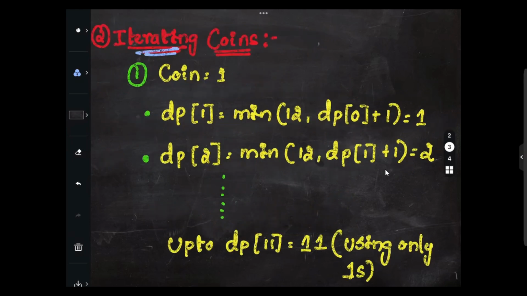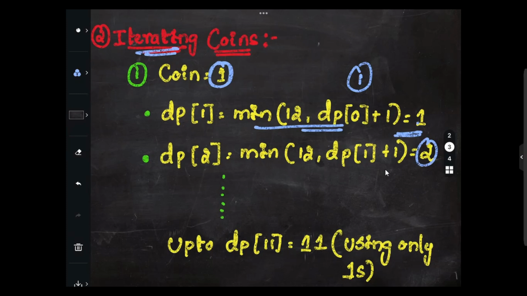Let's move on with the second step here, iterating coins. Here in this case, coin we have as 1. dp of 1 will lead to min of 12 comma dp of 0 plus 1. dp of 0 is 0. 0 plus 1 is 1 in this case. Minimum of 12 comma 1 will be 1 in this case. So we are just going with the 1, right? So now we have got dp of 1 as 1. So dp of 2 is min of 12 comma dp of 1, which is 1, plus 1. In this case, min of 12 comma 2 will be 2.